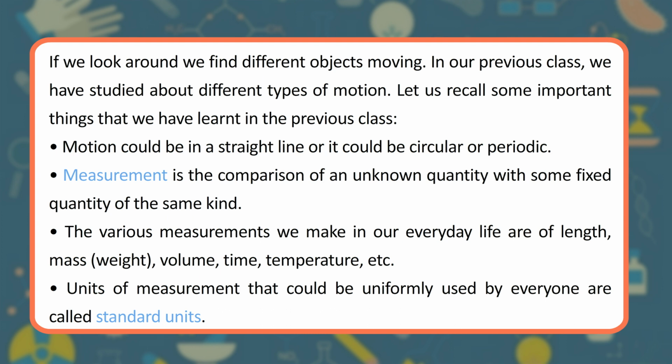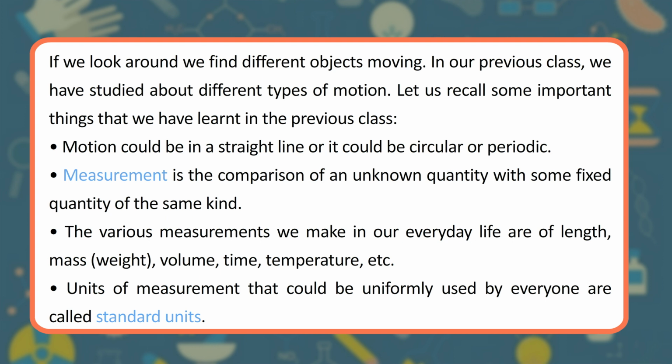In our previous class, we have studied about different types of motion. Let us recall some important things that we have learnt in the previous class. Motion could be in a straight line or it could be circular or periodic. Measurement is the comparison of an unknown quantity with some fixed quantity of the same kind. The various measurements we make in our everyday life are of length, mass, weight, volume, time, temperature, etc.